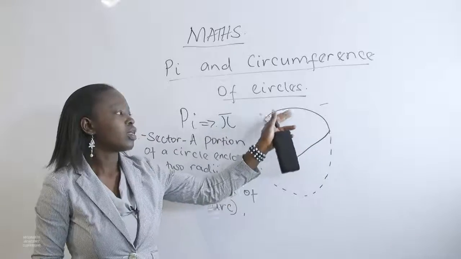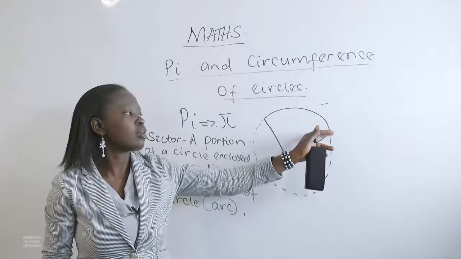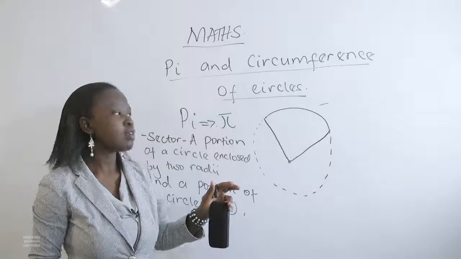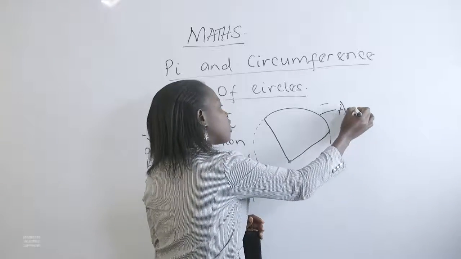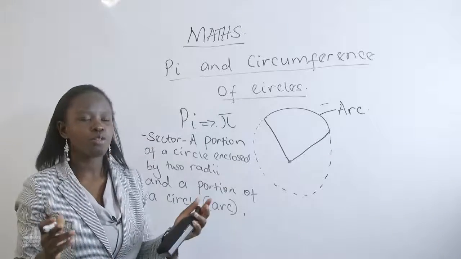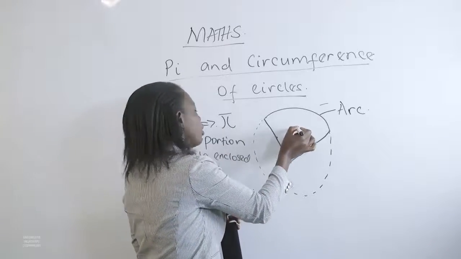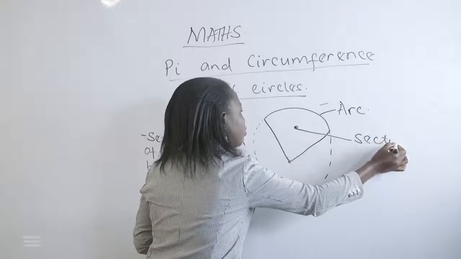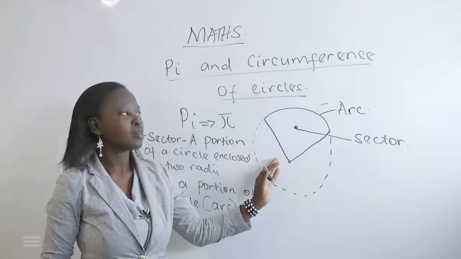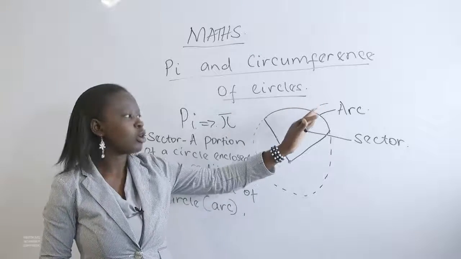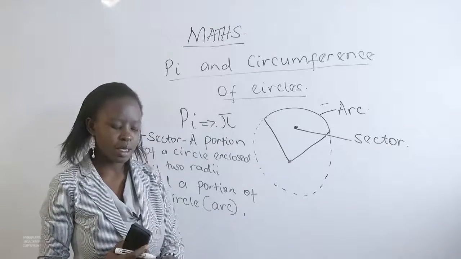So the portion that is enclosed by two radii and a part or a portion of a circle, some given section of a circle, this part of a circle is whatever we are referring to as an arc. So we have a portion of a circle and two radii that are enclosing the given part. This part is whatever we are referring to as a sector. So we have a sector. It has two radii and an arc, a portion of a circle that are enclosing the given part. Then whatever we have is a sector.